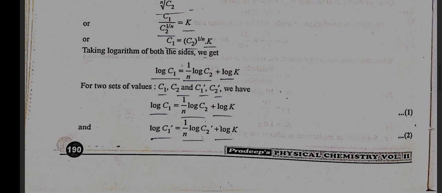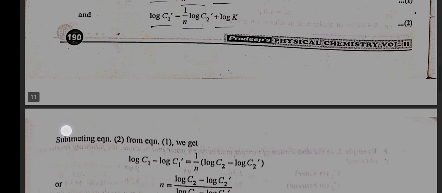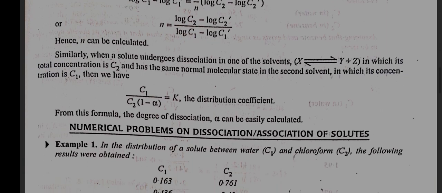Taking logarithm of both sides, we get log C1 is equal to 1 by n log of C2 plus log K. For two sets of values C1, C2 and C1 prime, C2 prime, we find that n is equal to log C2 minus log C2 prime divided by log C1 minus log C1 prime. Hence, n can be calculated.